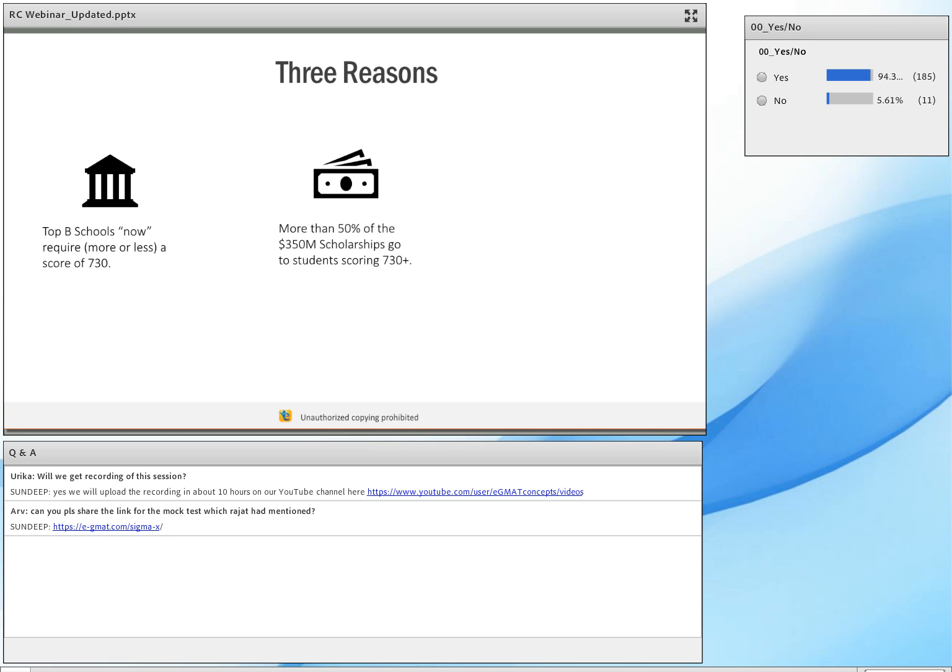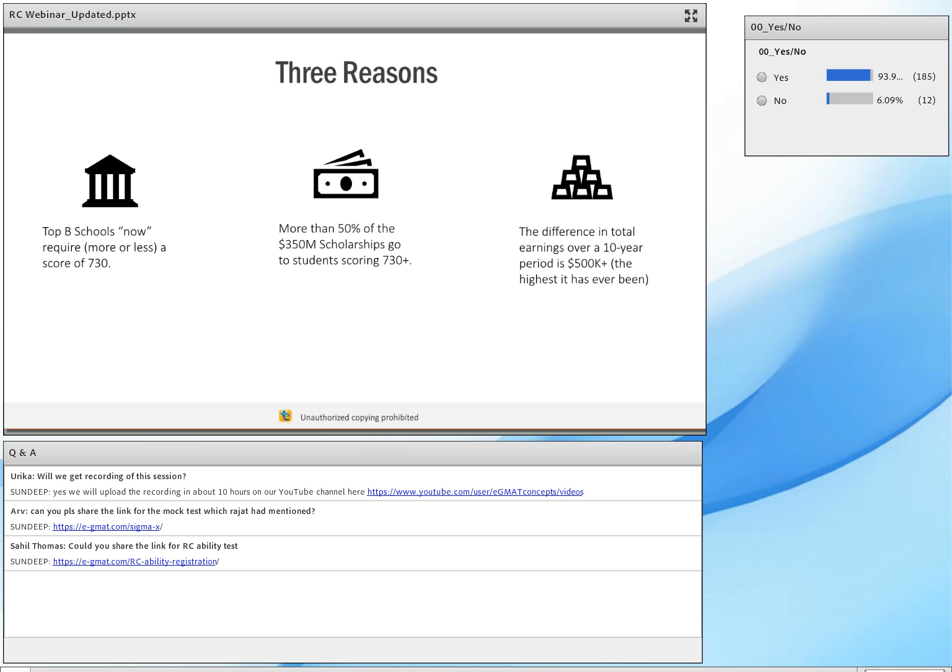The second is if you are looking for a scholarship, which I think you should given the current environment, a good chunk of the scholarship money goes to people who get to that score of 730 or higher. And the last piece is when you look at the difference in total earnings over a 10-year period for students graduating from tier 1 schools versus those graduating from tier 2 schools. That delta over a 10-year period is about $500,000, and it's the highest that it has ever been. And my hypothesis is this delta is gonna get even higher.